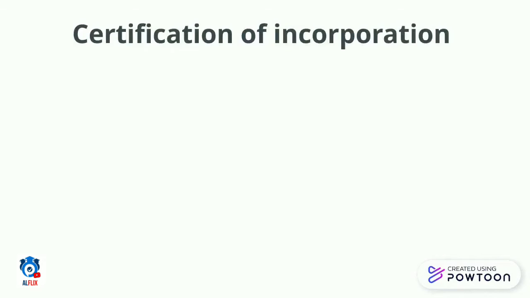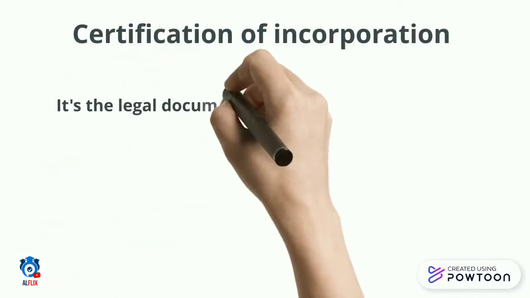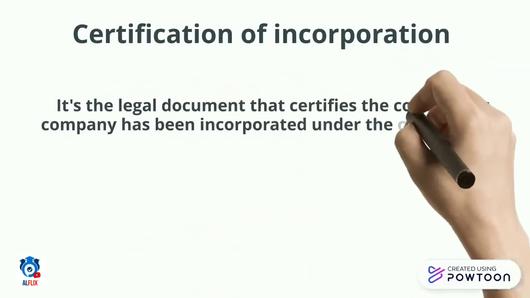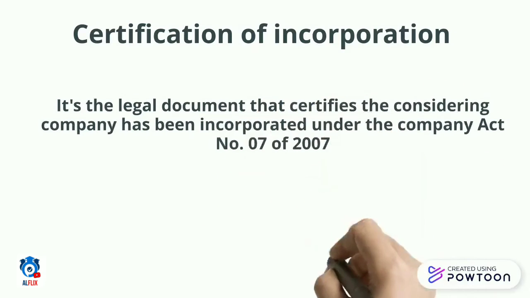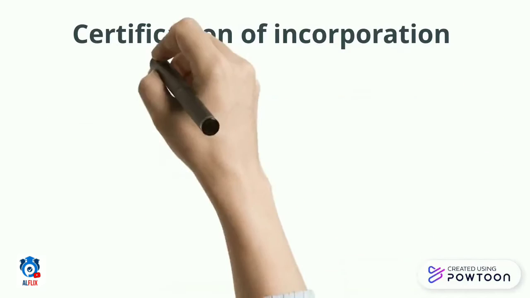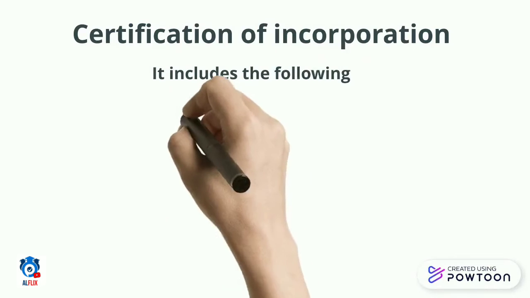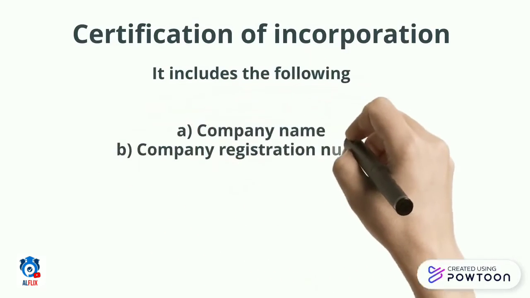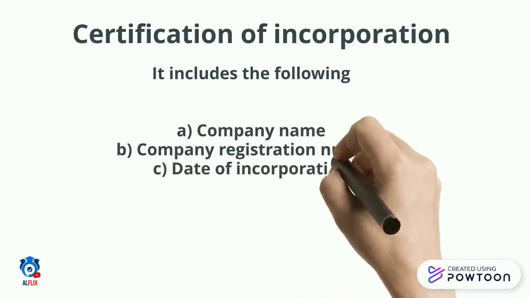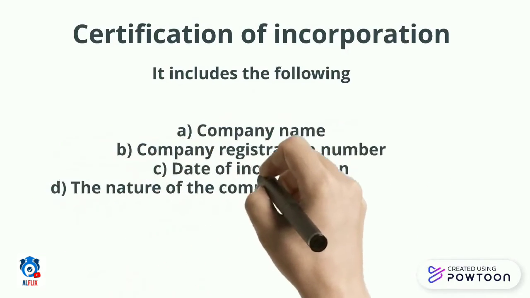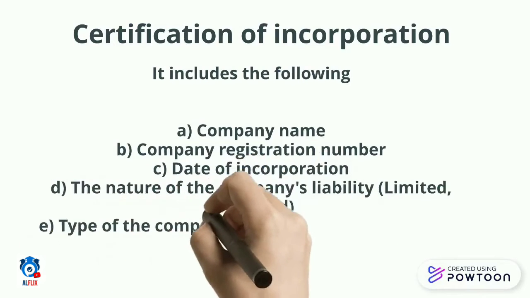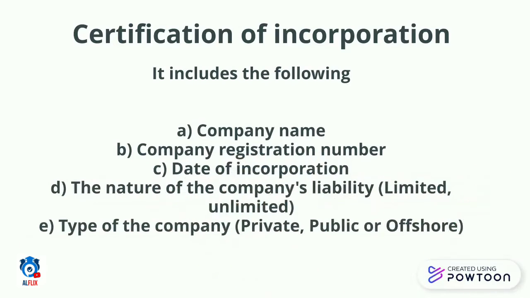Certificate of Incorporation. It's the legal document that certifies the company has been incorporated under the Companies Act No. 7 of 2007. This would include the company's name, company registration number, date of incorporation, the nature of the company's liability: limited, unlimited or guaranteed, and the type of the company: private, public or offshore.